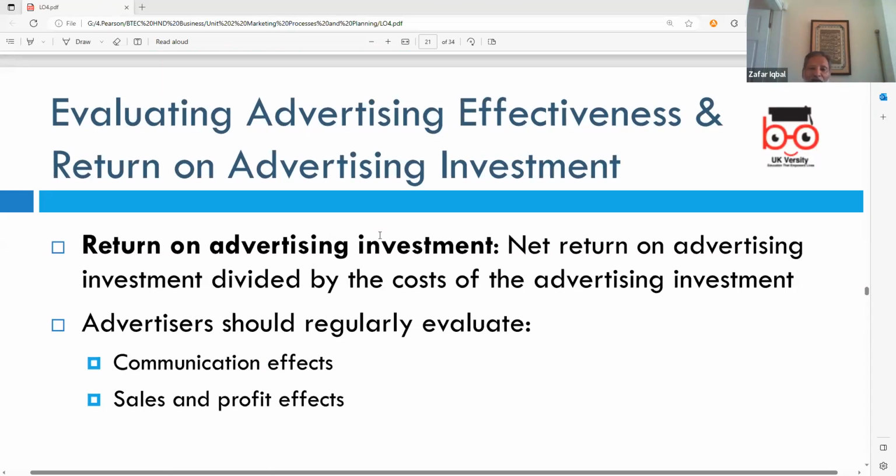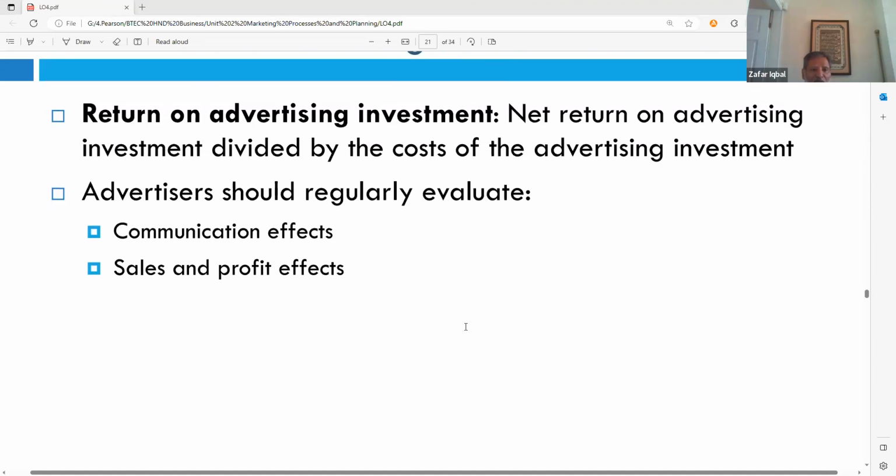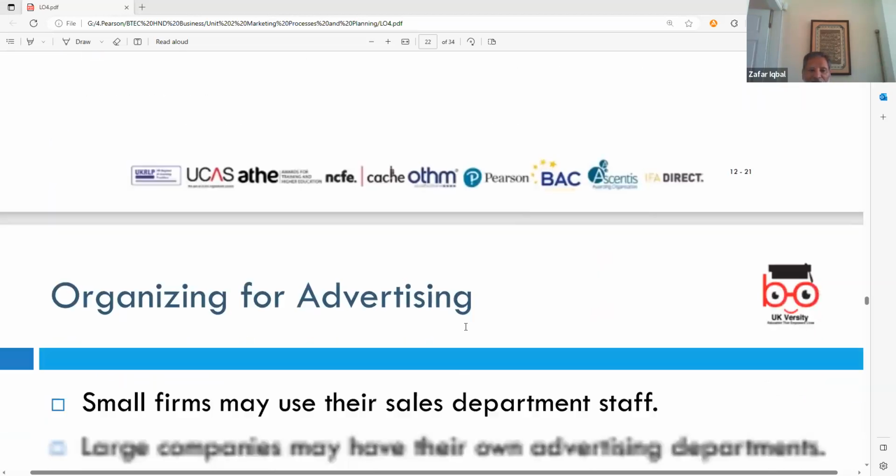So the net return on investment is important, and we can calculate your net return on advertising investment by dividing the return by the cost of the advertising investment. And you should regularly evaluate your communication so that you can look at your profits and your sales figures, re-evaluate, and prepare and revise your budget. So it's very important that you measure this return on investment.